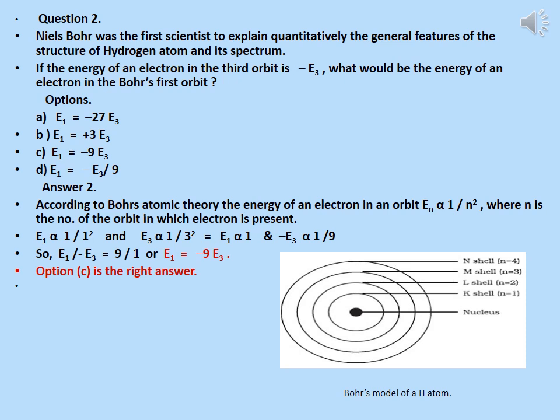Here I have given a diagrammatic representation of Bohr's model of an atom, that is hydrogen atom, with the nucleus and the various circular orbits in which the electron can travel round the nucleus.